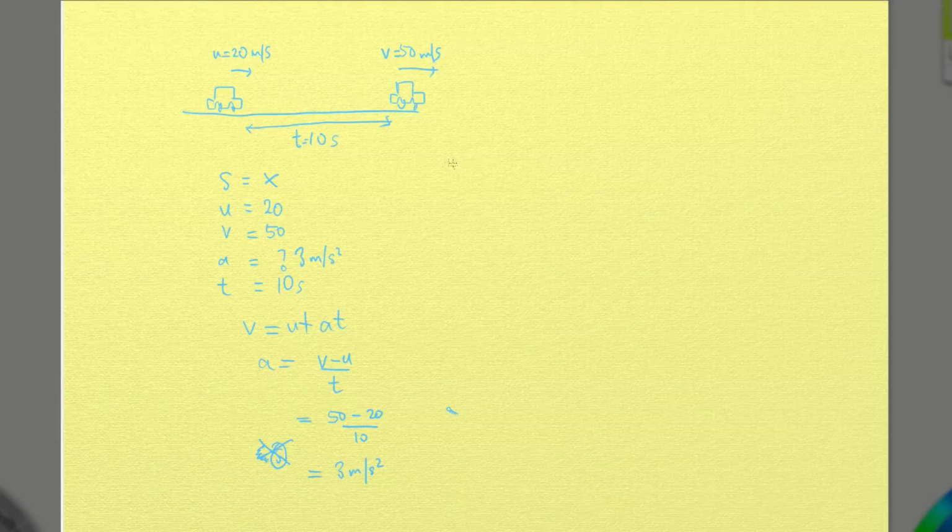So let's go back here and plug it in. Displacement is half initial plus final times time, which is half 20 plus 50 times 10. That makes that a 5. Then I have 70 times 5, which is 350 meters. So that's how far the car traveled in 10 seconds when accelerating uniformly from 20 meters per second to 50 meters per second.